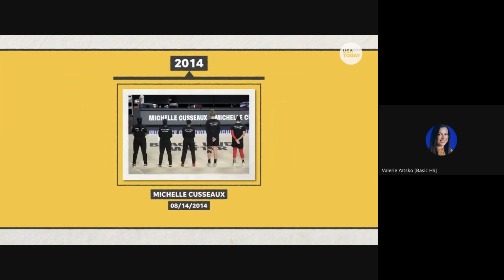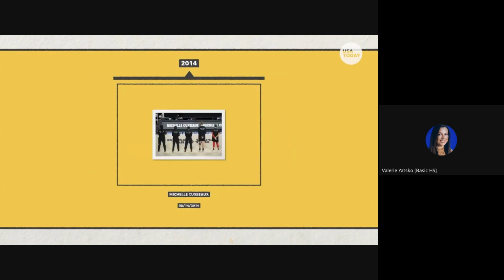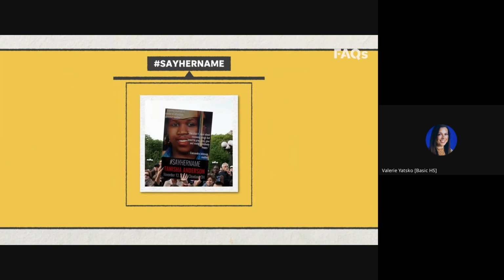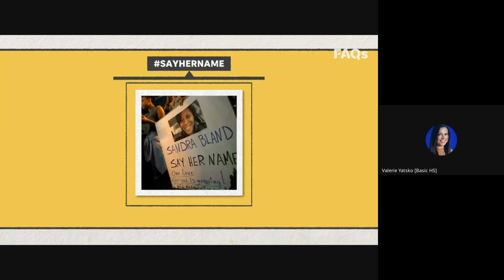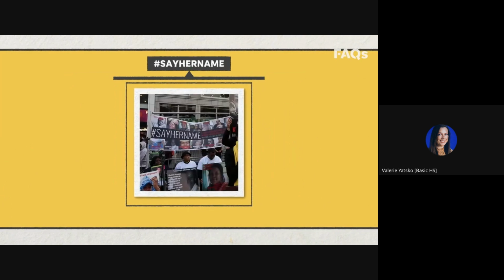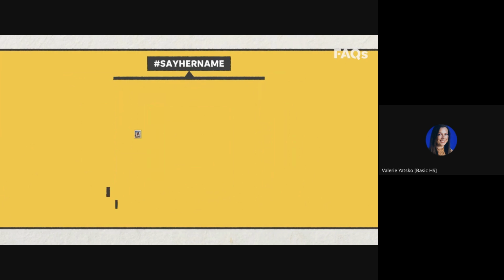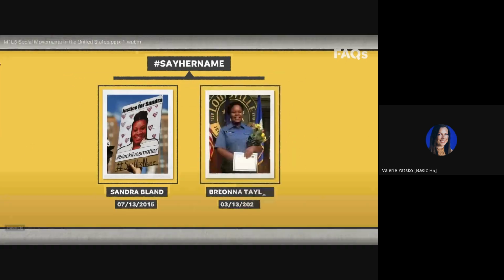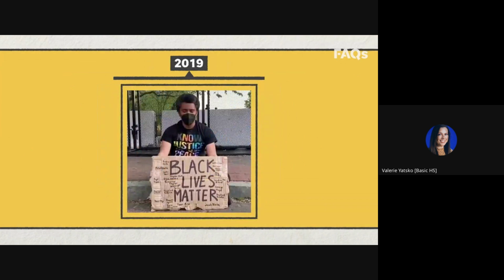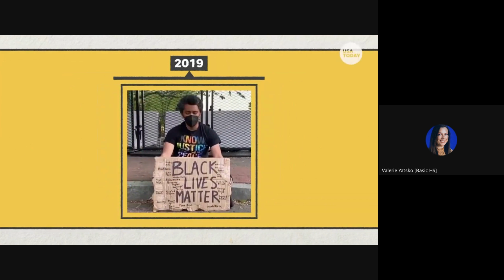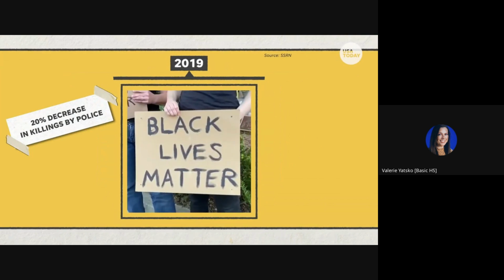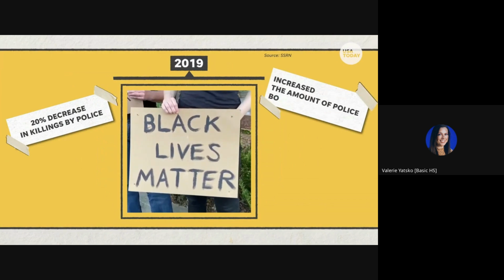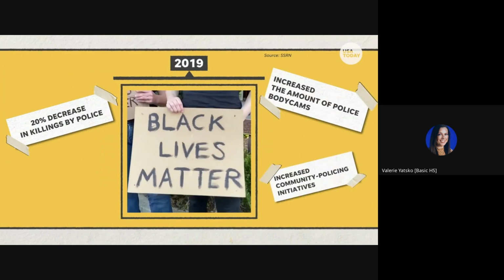But it was the death of Michelle Cusseaux that same year that began Say Her Name, a subsection of the Black Lives Matter movement that focuses on Black women who have lost their lives to police violence. It quickly rose in popularity and was used in protests for the deaths of Sandra Bland and then Breonna Taylor. In 2019, places where BLM protests occurred had a 20% decrease in killings by police. Local protests also increased the amount of police body cams and community policing initiatives.